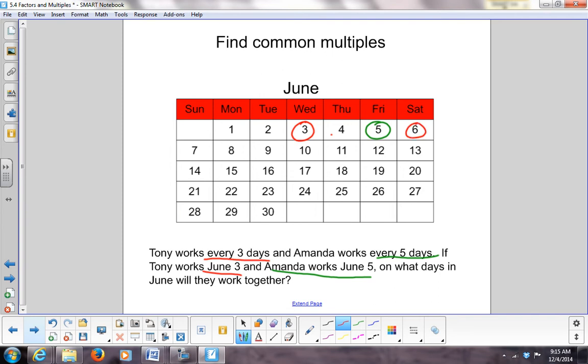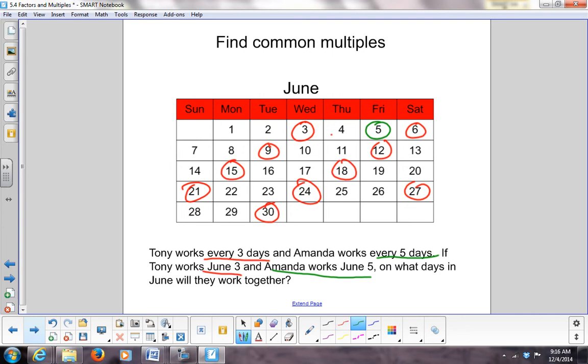Then keep going. Alright, so 1, 2, 3. 1, 2, 3. Are these all multiples of 3? Yes. So 3 times 1, 3 times 2, 3 times 3, 3 times 4, 5, 6, 7, 8, 9, and 10, right? Okay. So I can do the same for Amanda, right?